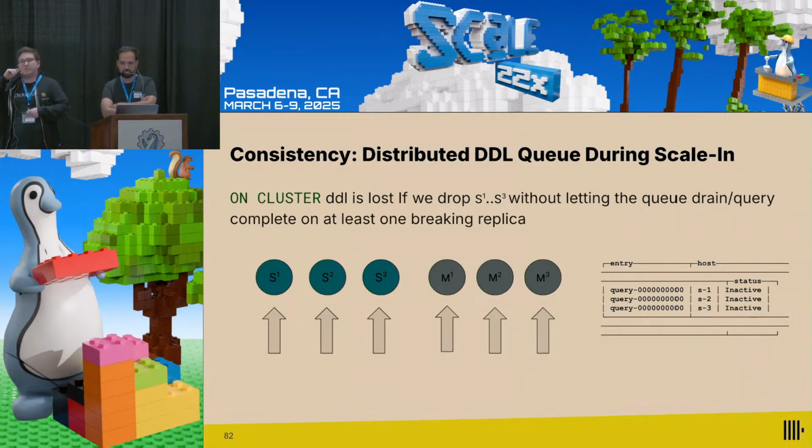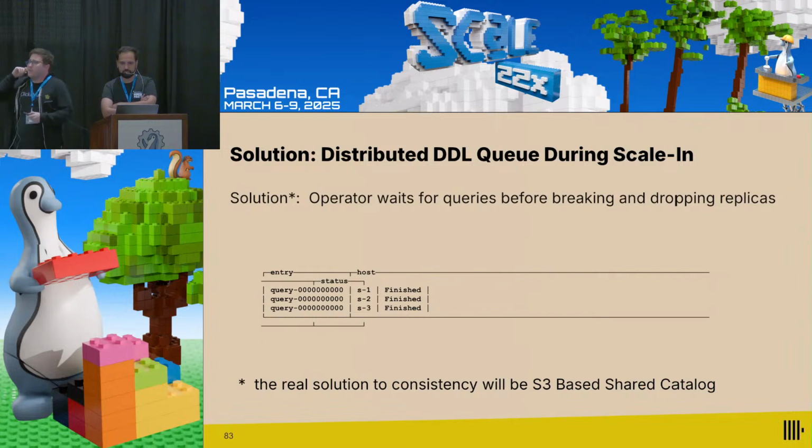we've got our new pods, the multi-stateful set pods. They don't have that hostname in this list, so it's never going to execute on them. And so how did we solve this? In our operator, we make sure that the queue is drained before we drop replicas. There is a better solution coming in our cloud product, which is an S3-based shared catalog, so that there aren't these replica-local issues.